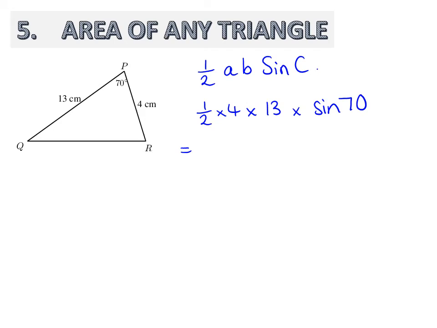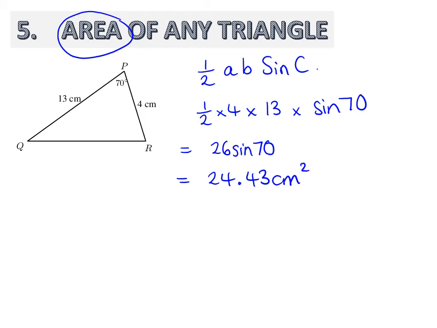So half of 4 is 2, times by 13 is 26, and then type that straight into my calculator, and I get 24.43, and because it's the area of a triangle, it's going to be centimetres squared. So that's actually quite simple.